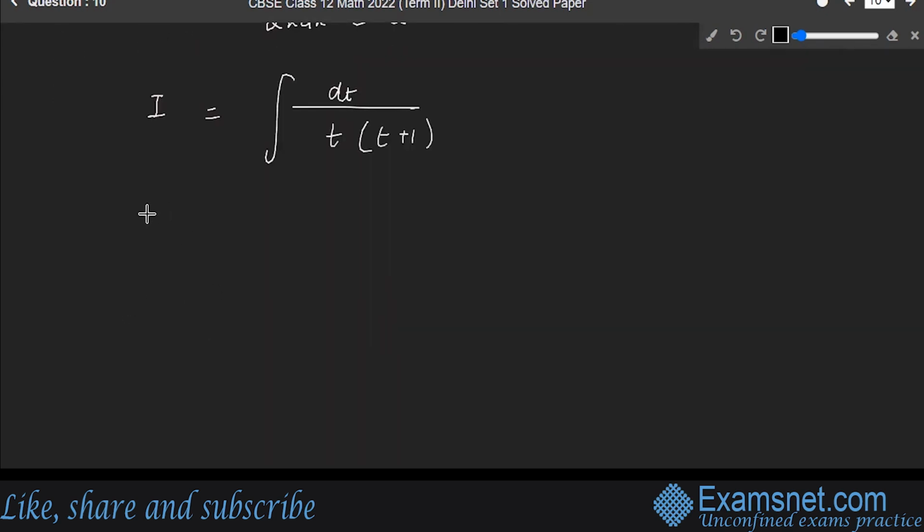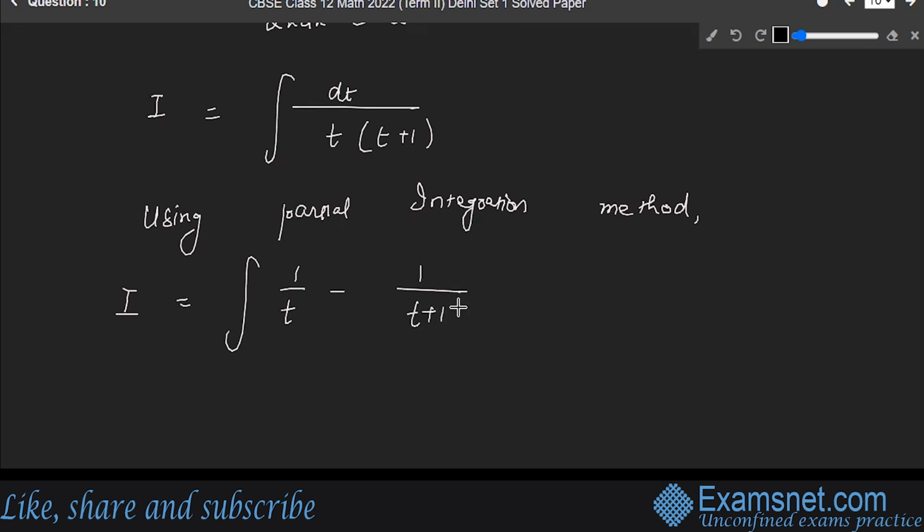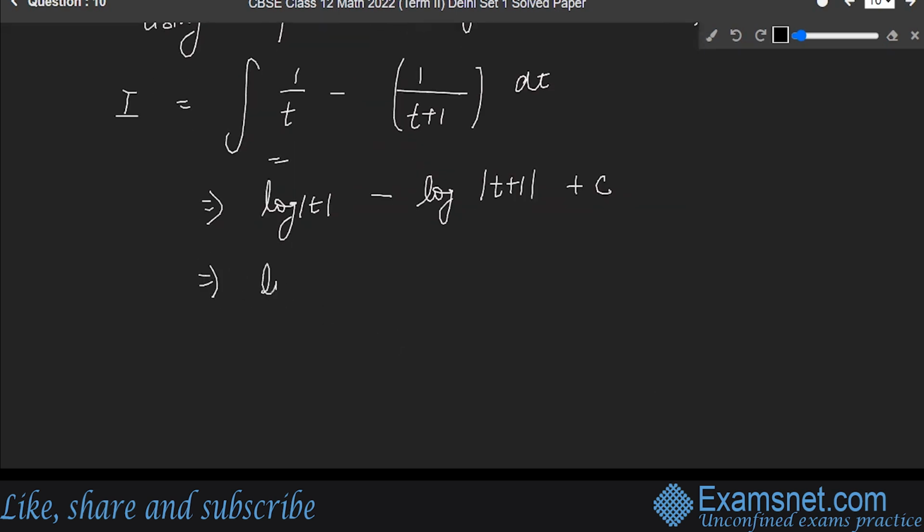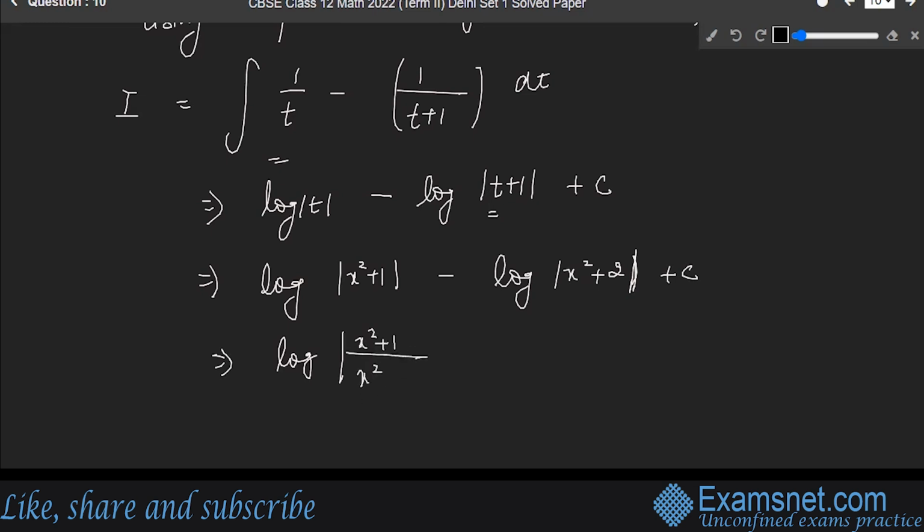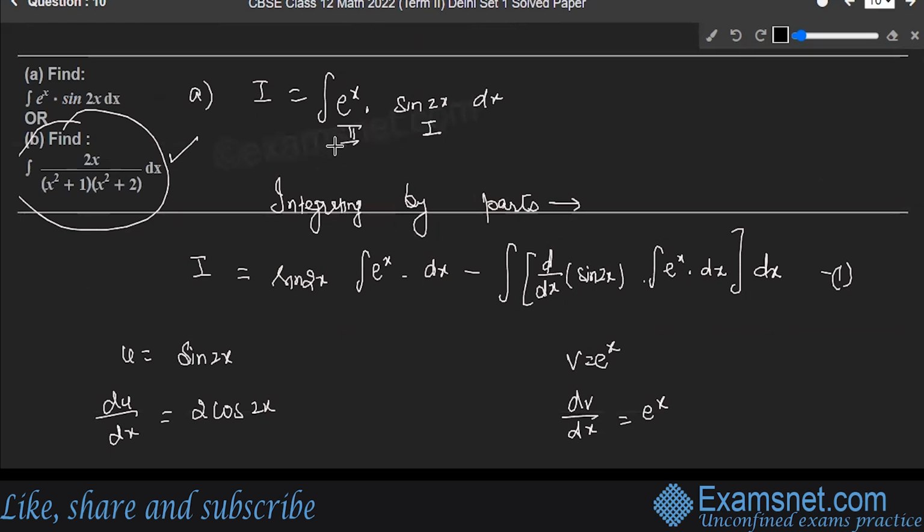I'll be using the partial fractions method now. I is equal to integral of 1 upon t minus 1 upon t plus 1 dt. All right. So when I find the integral, this will be equal to log t minus log of t plus 1 plus c. This gives you log of x squared plus 1 minus log of x squared plus 2 plus c, right? Because t was equal to x squared plus 1, correct? So that's equal to log of (x squared plus 1) upon (x squared plus 2) plus c. So simple as that. This is the answer to the second option of this question. So hope you understood both of them.